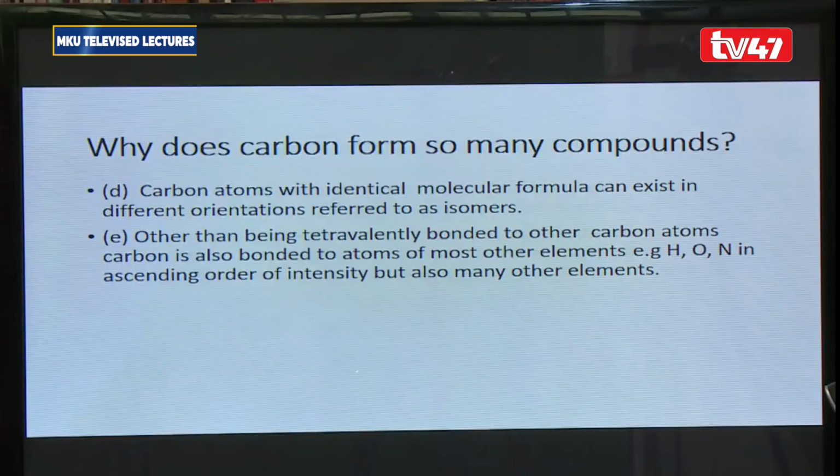And the last point is that apart from being tetravalently bonded, carbon does not only bond with other carbon atoms, but can bond with atoms of very many different elements, mostly hydrogen, oxygen, nitrogen, in that order, and even many more, which may be in lesser prevalence.